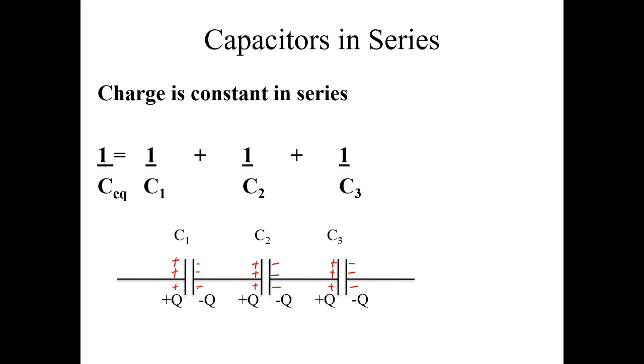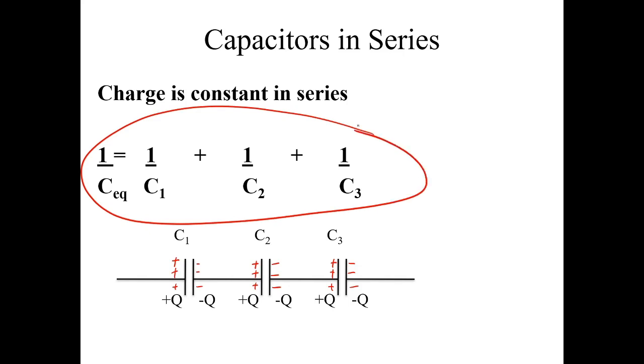Now the reason these charges have to be equal: if you had 4 negatives here and only 3 positives, you'd have a current. You'd have electricity flowing. We don't have any electricity flowing at this point. We will see cases where electricity flows, but not just yet. So the charge is constant in series. So to do in series, you use the reciprocal. 1 over the equivalent capacitance is 1 over C1 plus 1 over C2. You have to do it as fractions. It's a little harder.